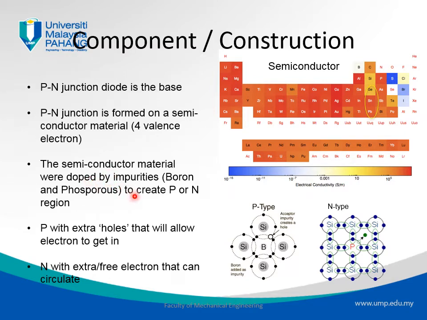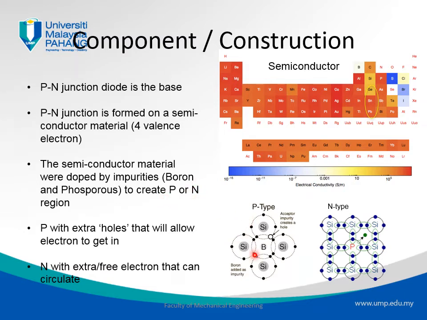For example, we take silicium. Silicium has, at the beginning, 4 valence electrons, which are stable. What we do with them is we dope them. I mean, we inject them with impurities, the impurities being boron or phosphorus. Depending on which impurities you introduce into the semiconductor, you will create either a P region or an N region.